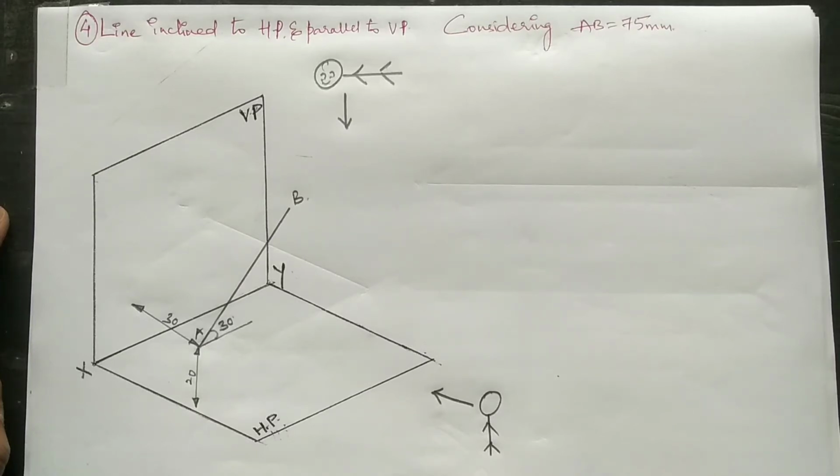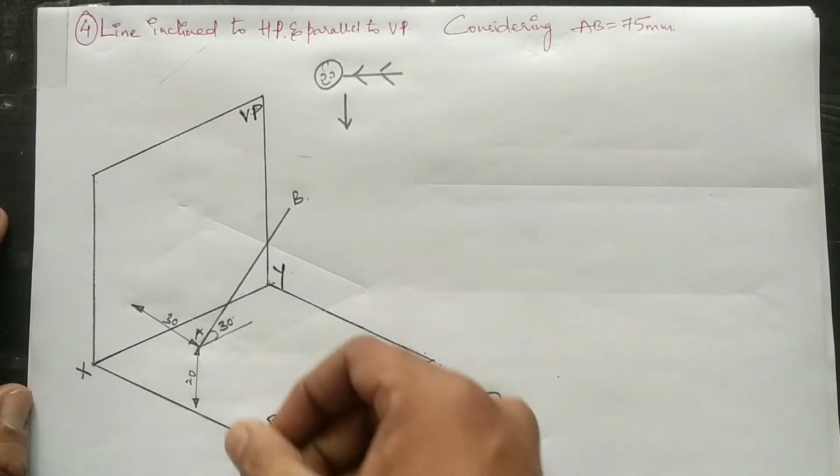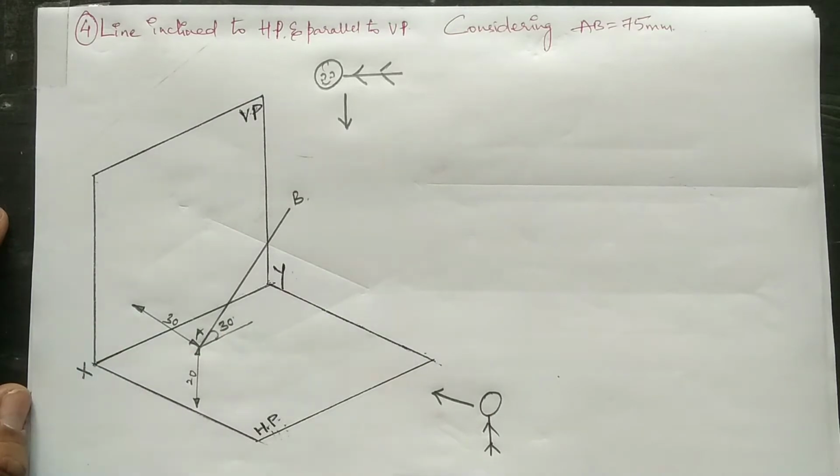This is another orientation, which is the line inclined to HP and parallel to VP. When a line is said to be above HP and in front of VP, we have seen the positions like parallel to both the reference planes, and also perpendicular to one of the reference planes, as in the previous cases.